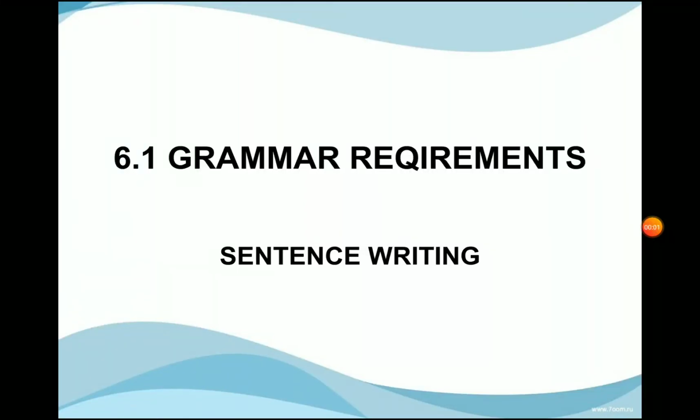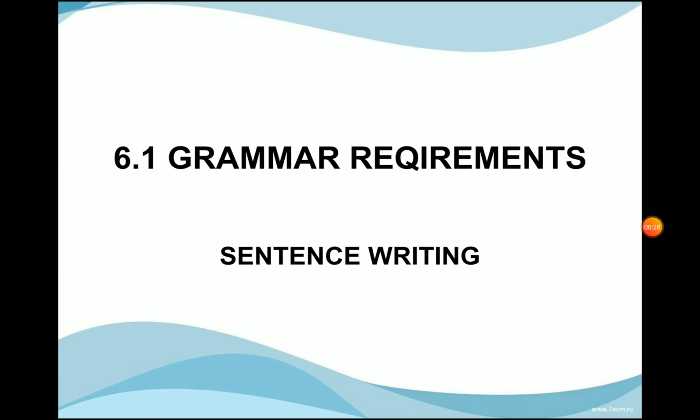Today we are going to talk about grammar requirements and we will start with sentence writing. For both students and professionals, clear communication is important. Whether you are typing an email or writing a report, it's your responsibility to present your thoughts and ideas clearly and precisely. Writing in complete sentences is one way to ensure that you communicate well.